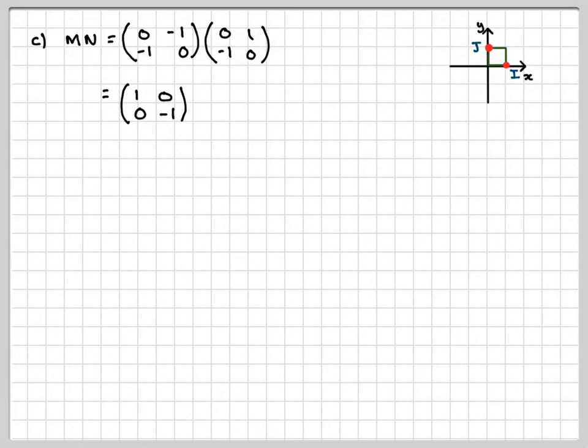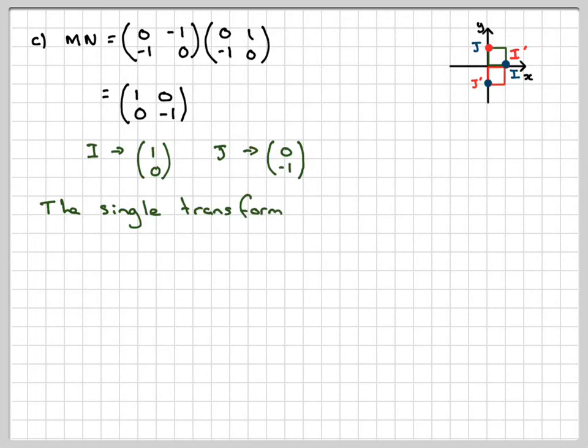So i will go to (1, 0), so i will stay where it is, and then j will go to (0, minus 1), and we can see that this is actually a reflection in the x-axis. So the single transformation is a reflection in the x-axis.